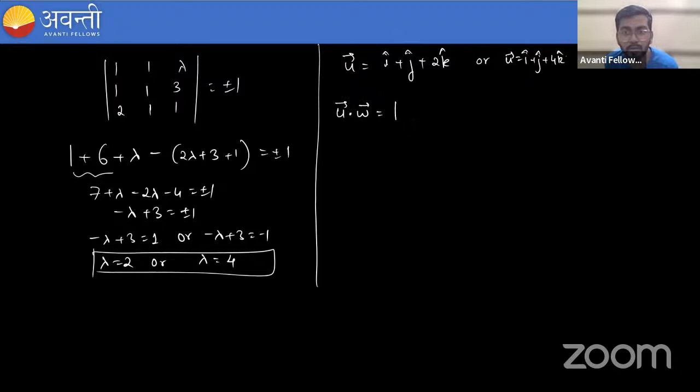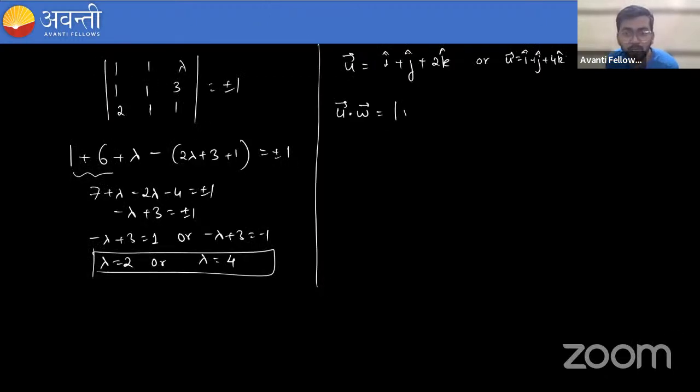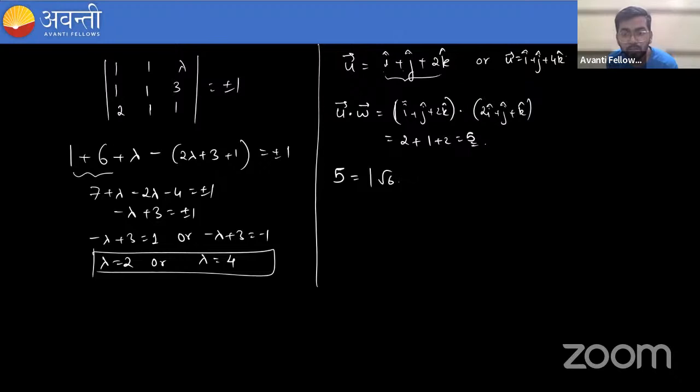What is w bar? W bar is given to us as 2 i cap plus j cap plus k cap. So u bar can be i cap plus j cap plus 2k cap, dot 2 i cap plus j cap plus k cap. So the dot product will be 2 plus 1 plus 2, 5. So this dot product 5 will be equal to mod of this vector, which is root 6, into root 6 into cos theta. So cos theta can be equal to 5 by 6.